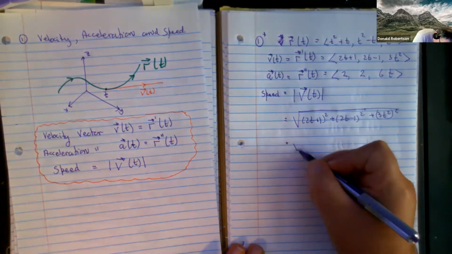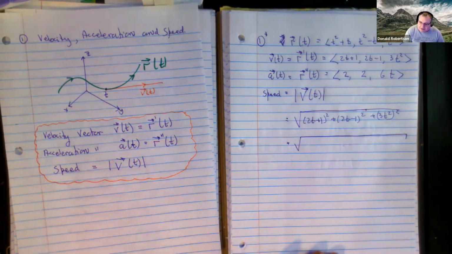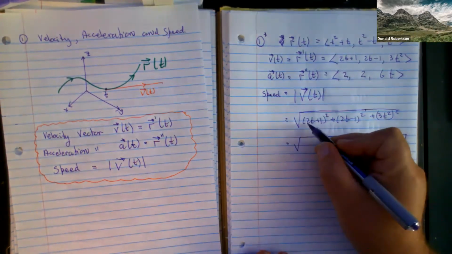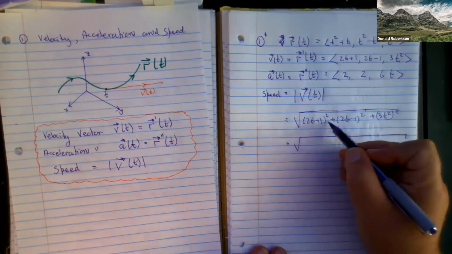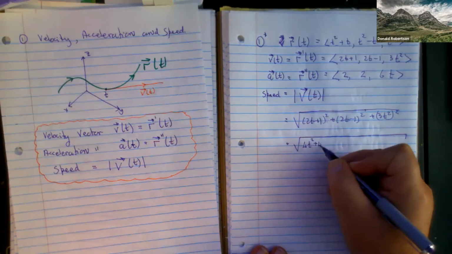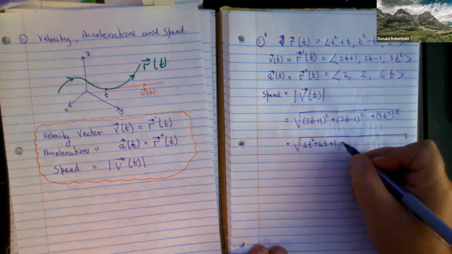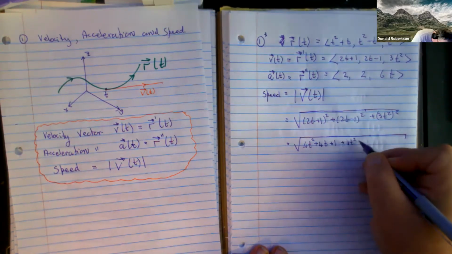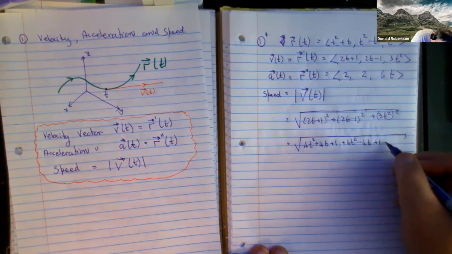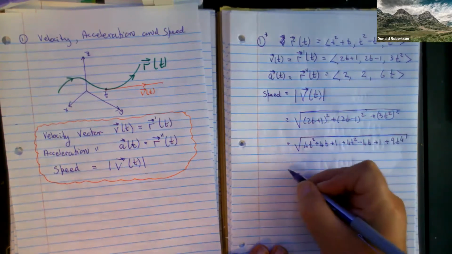Now we have to employ what I call style points, which basically means make the thing look pretty. So do not leave it like that. That would be considered bad form. I'm going to cut some corners here. If you FOIL this out, you'll get 4t squared plus 4t plus 1. If you FOIL this guy out, you'll get 4t squared minus 4t plus 1. And if you do this guy, you'll get 9t to the 4.